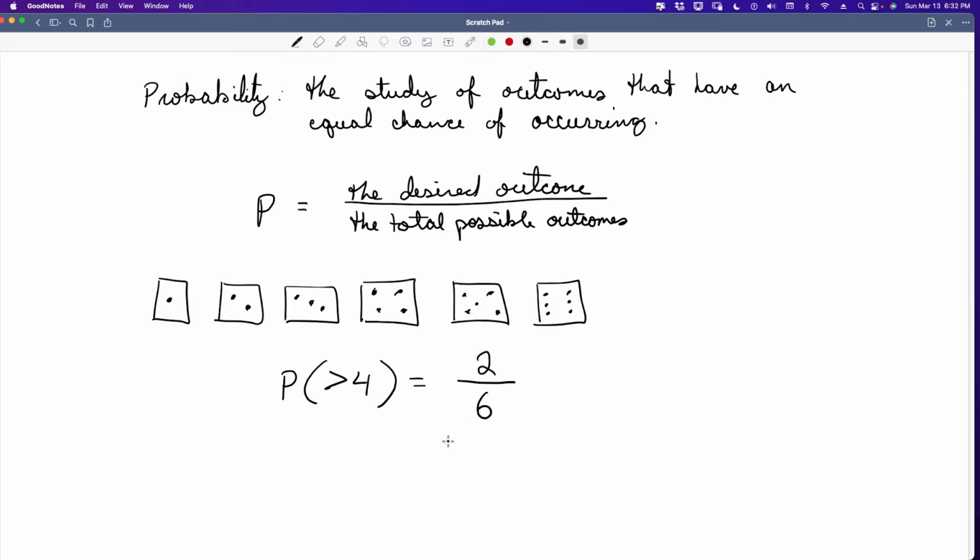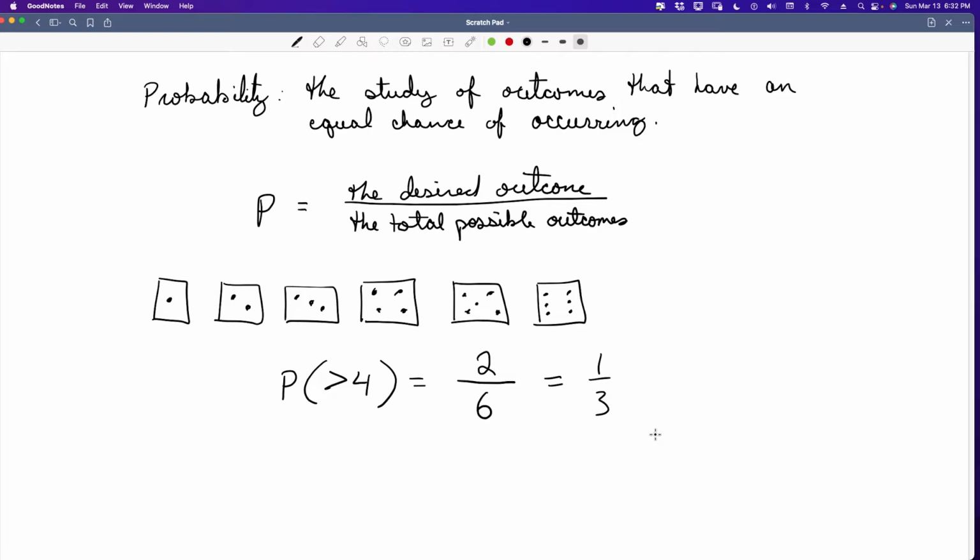Now, in mathematics, especially in algebra, if you can reduce a fraction, you should do so. This is reducible or simplifiable. We can reduce it to 1 over 3, 1/3. We divided the 2 by 2 and the 6 by 2, and this is an equivalent fraction of 1/3. So the probability of getting a number when I roll this die that is greater than 4 is a 2 out of 6 or a 1 out of 3 chance. I have a 33% chance of getting a number greater than 4.